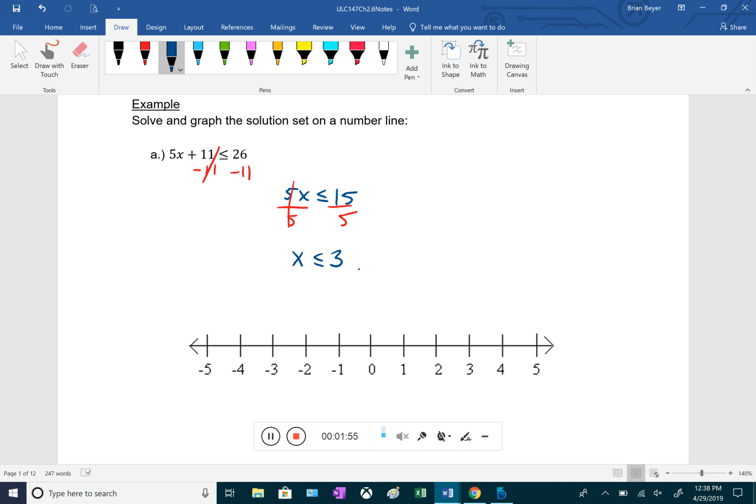So that would be our solution set. It's everything less than 3 and equal to 3. In interval notation, that would be negative infinity to 3 with a bracket on the 3 because it was or equal to. On the number line here, it's going to be everything less than 3 and equal to it. So we put a closed circle on 3 because we're including it, and then an arrow to the left signifying that it's everything less than it.